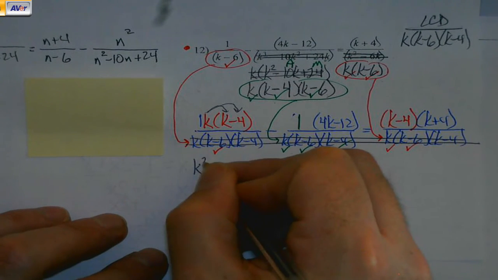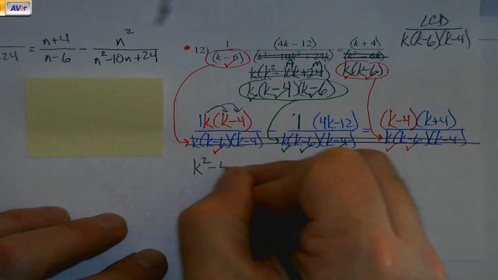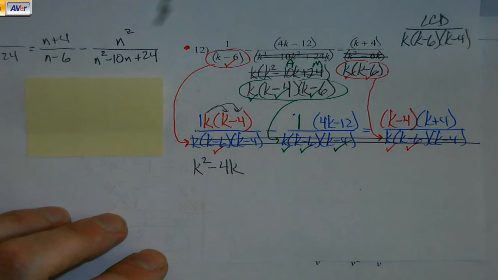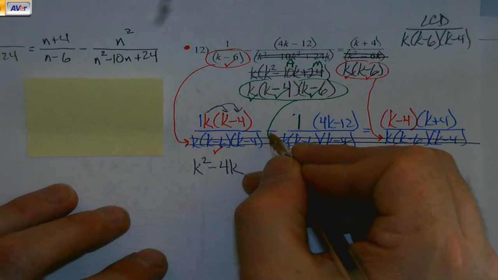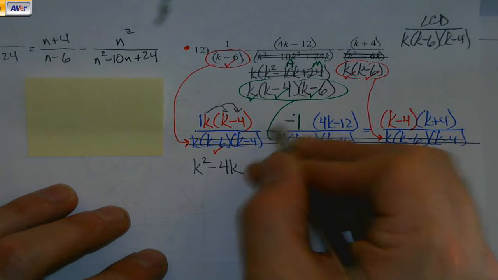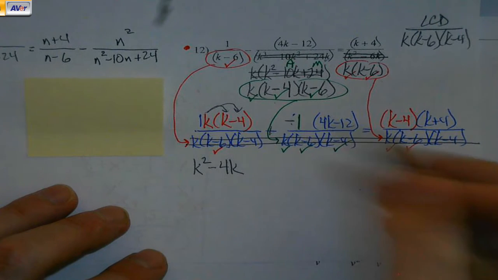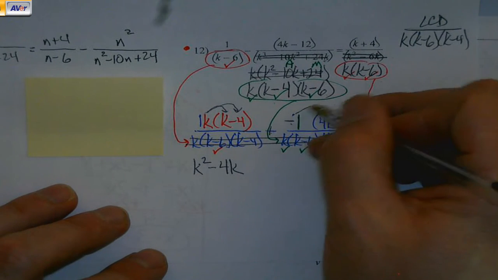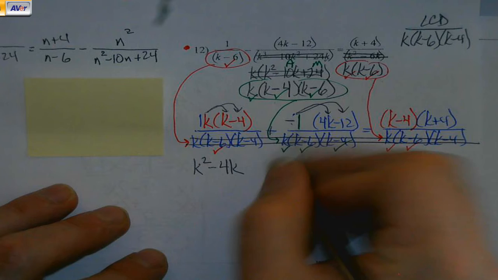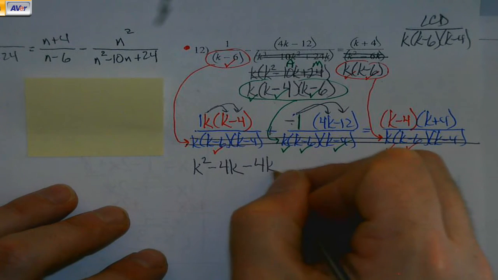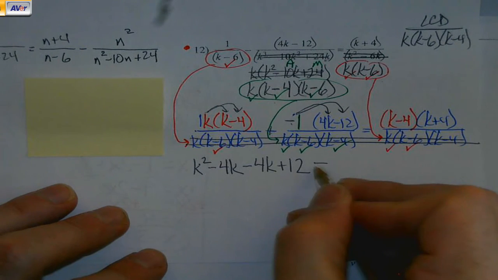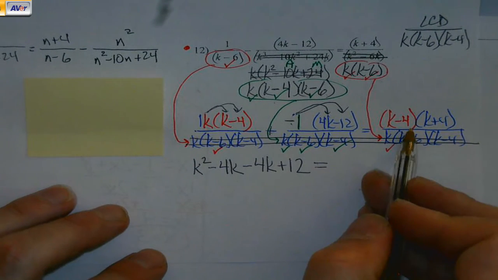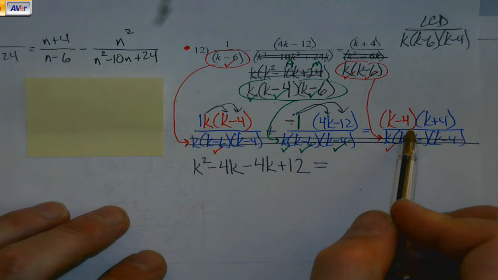K times k is k squared minus 4k. Remember here when you get to the middle, this is a negative 1. Maybe just put the negative on the 1. That might be an easy way to remember. And we're going to distribute that through. Make sure my equals doesn't get lost. And then over here, I might have a little side work I need to do. I need to box or FOIL this out.